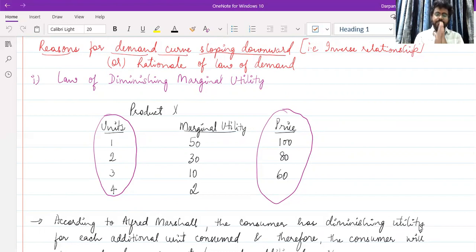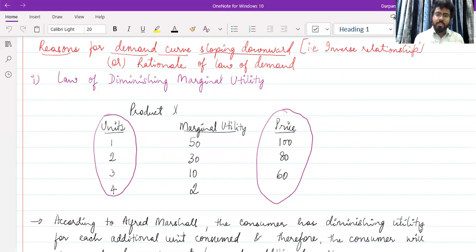What is the reason? The first reason that we saw is the law of diminishing marginal utility, or the law of DMU. What does the law of DMU say? As you are consuming more and more units, the utility that is being derived from those additional units is decreasing, or marginal utility is decreasing. So if I consume a unit and have, let's say, 50 utils of utility, and the second unit is just giving me 30 utils of utility, so will I pay more or less for the second unit?